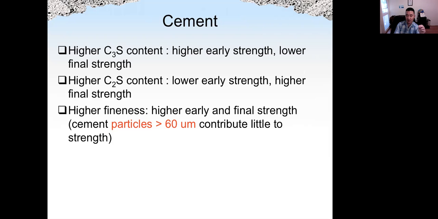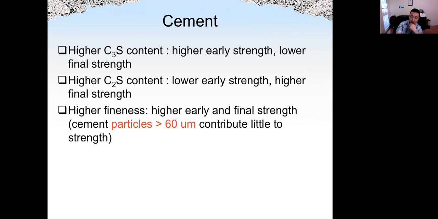C3A will be larger than C3S, larger than C4AF, larger than C2S. Okay, so if we have more C3S content, the strength at early age will be higher. But the final age strength will be lower because the hydration product will be less homogeneous.